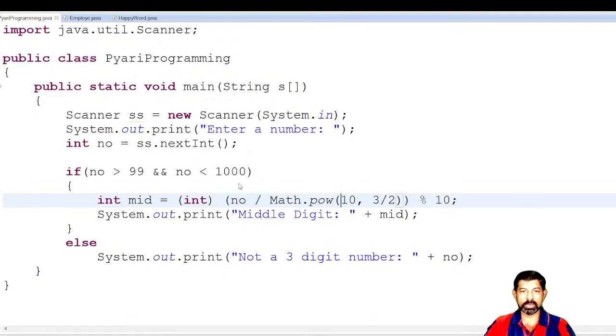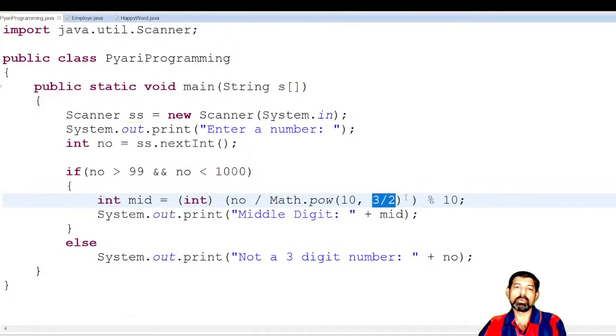Okay, let me explain this. Now first of all try to understand what I am doing over here. Math.pow 10 to the power 3/2, 10 to the power 3/2. So I am just trying to get the middle value.